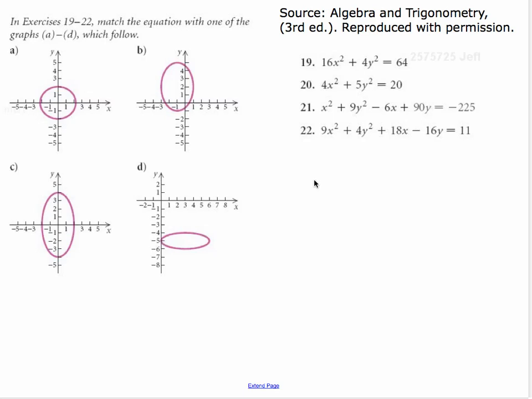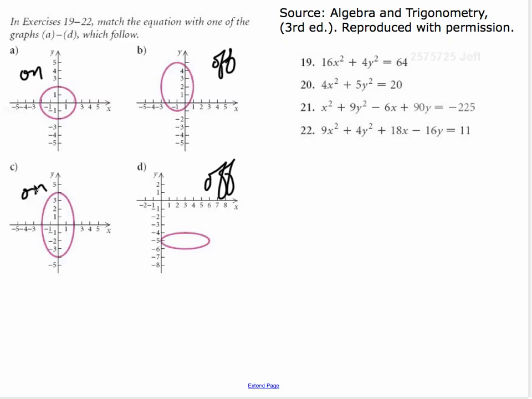Here's another matching question that's quite a good one, where I have to match up which of these ellipses match up with which of these four equations. To begin with, I would look to see which ones are moving off the origin and which ones are on the origin. So this one's on the origin, this one's on the origin, this one's off kilter a bit, and this one's off kilter a bit.